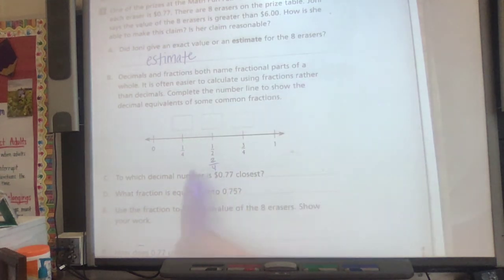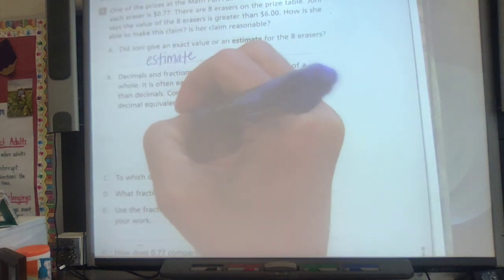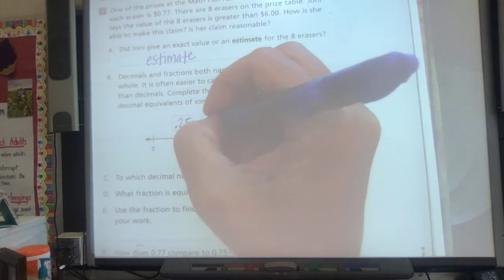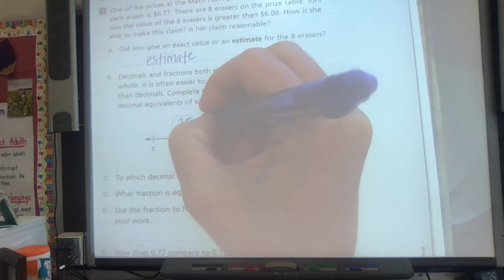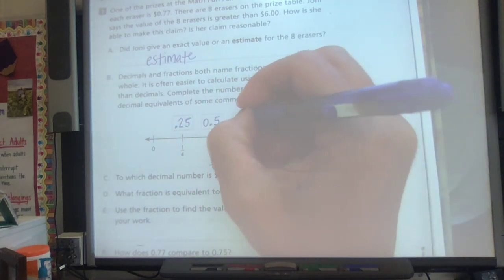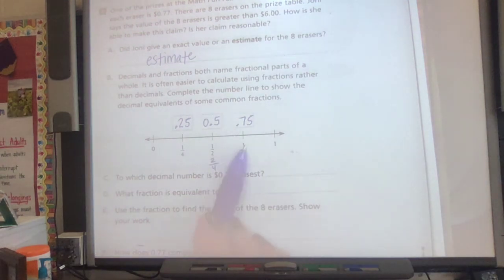So I like to think of this like money. If I have $1 split into 4 parts, you probably know that those are quarters. So I've got 25 hundredths, or like a quarter. I've got 5 tenths, or you could say 50 hundredths. 3/4 would be 75 cents, 75 hundredths.